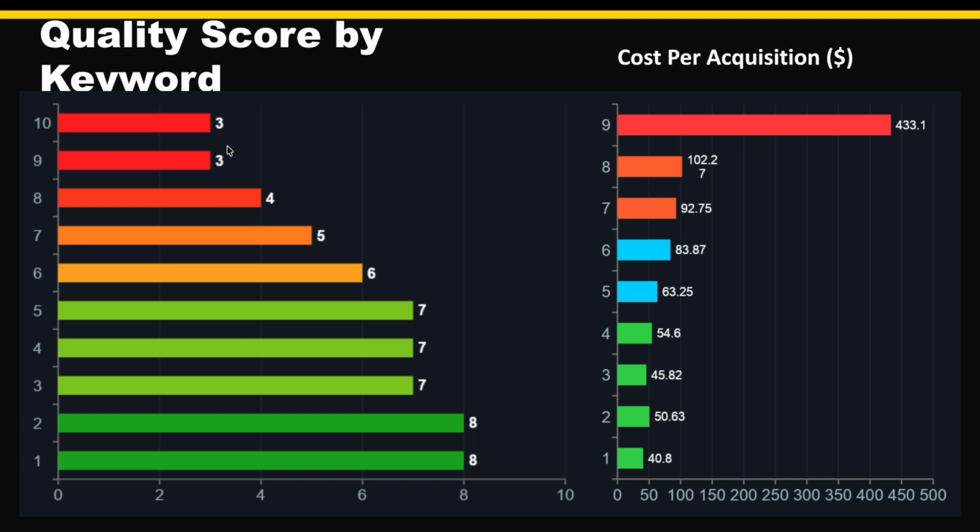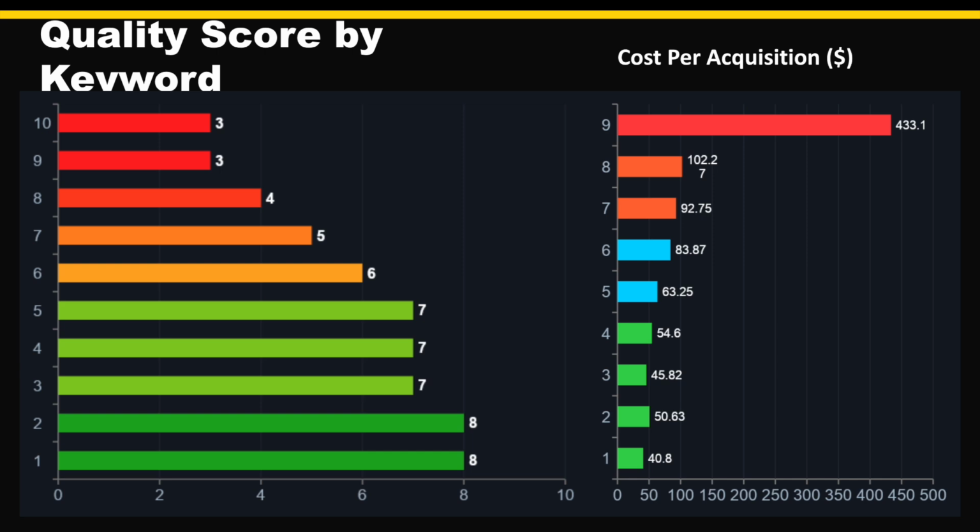Now look at the chart on the right side. This shows you cost per acquisition, meaning how much money you are spending to get one lead or one customer. So see what happens. The cleaning company keyword, $433 per conversion. Apartment cleaning, $102 per conversion. Affordable cleaning, $93 per conversion.